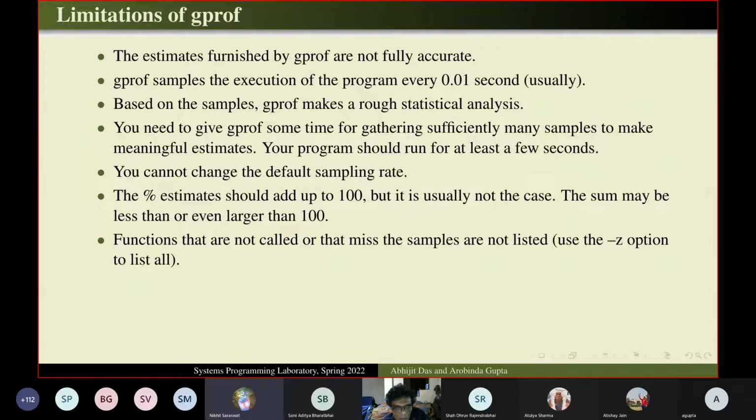Excuse me, sir. Is there a reason why it is 0.01 second? Why is it not less than that? Why didn't the developers make it lesser?